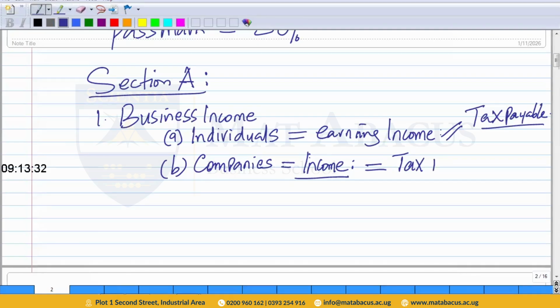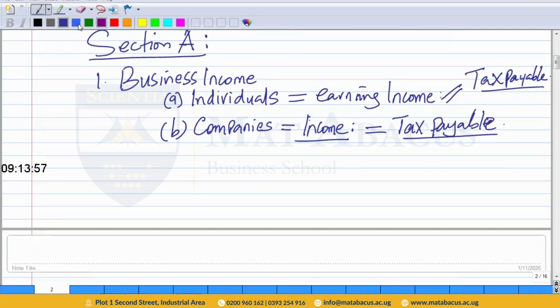But for us to come up with the tax payable, we need to first compute the chargeable income. After computing the chargeable income, we can then apply tax rates. We shall look at that in detail when we come to it. And I must say this is a darling of the examiner. This one is the most common.